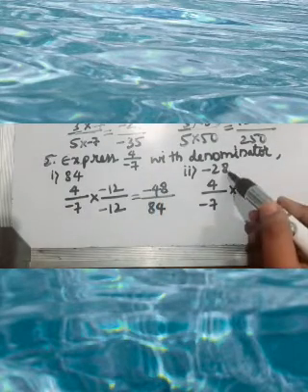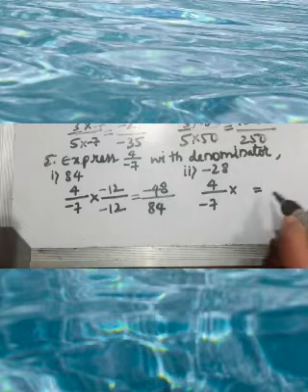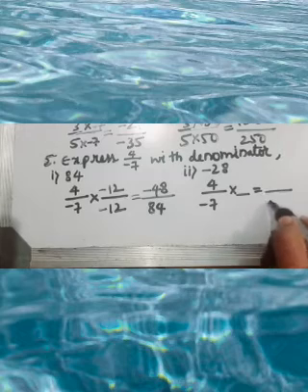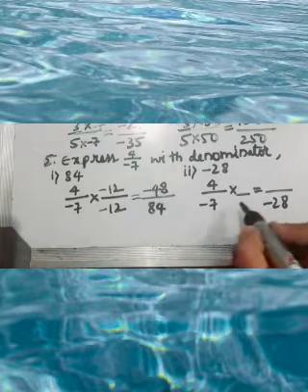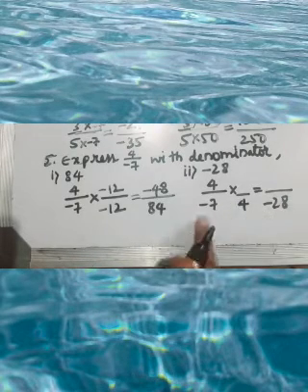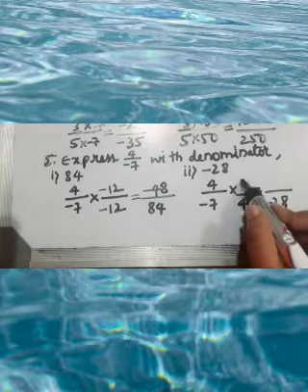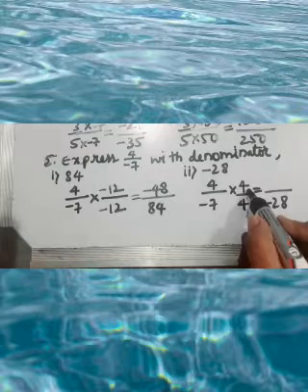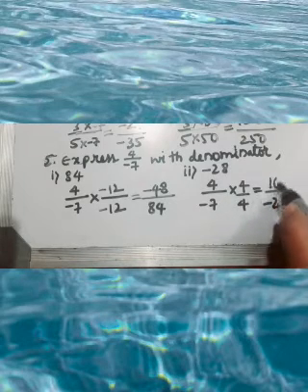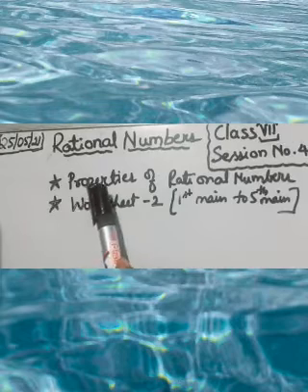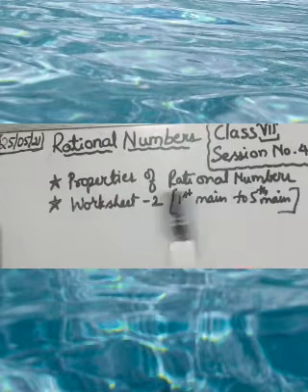Children, next is minus 28 in the denominator. With what number you multiply with minus 7, you get minus 28? So the number is 4 because minus into plus is minus. 7 fours are 28. Multiply the 4 in the numerator as well. 4 fours are 16.